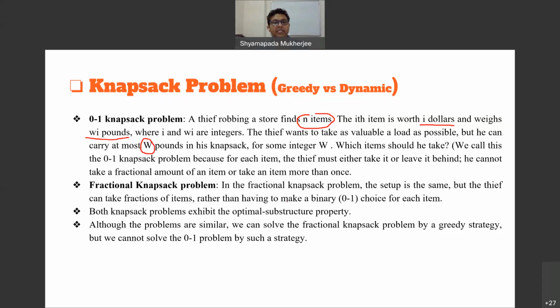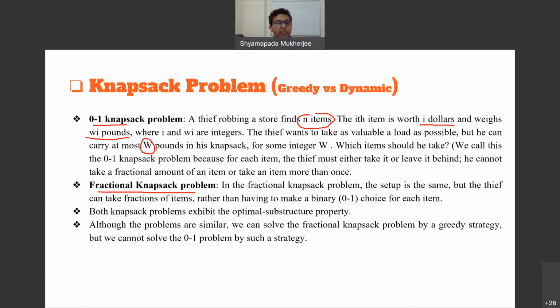In the 0-1 knapsack problem, one item can be taken entirely, not a fraction of it. So it is kind of binary: whether he will take the item or not. Based on that, it is named the 0-1 knapsack problem. The other is the fractional knapsack problem. The idea is the same; the only difference is that the thief can take a fraction of any item. The objective is the same in both cases: the thief wants to take items of maximum worth, or maximum value.